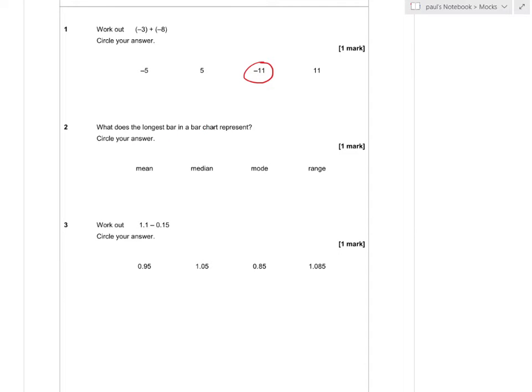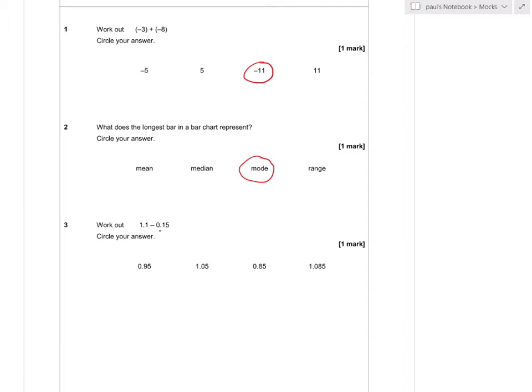What does the longest bar in a bar chart represent? The mean, the median, the mode, or the range? It's the mode, it's the most common.